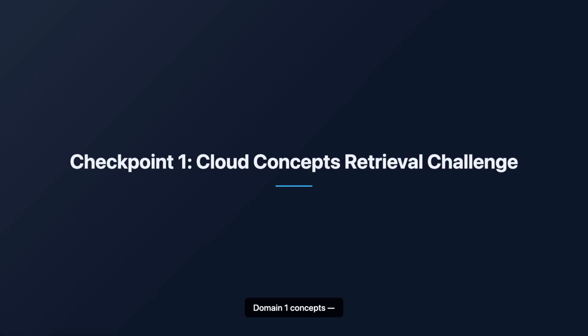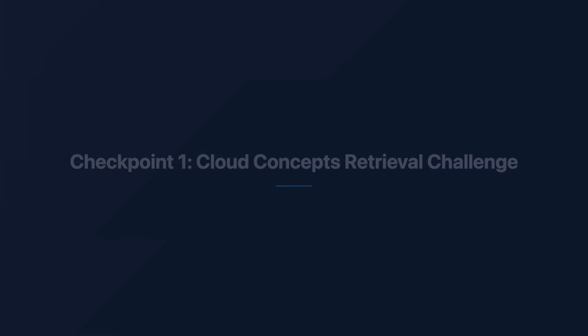Domain 1 concepts, the 6 advantages of cloud, global infrastructure, well-architected, the Cloud Adoption Framework, or CAF, and the 7 Rs, are the foundation of every production decision an architect makes. You've learned them conceptually. Now let's run 5 scenarios that mirror the conversations you'll have in real migration planning meetings and architecture reviews, where you have seconds to connect the right framework to the right business problem. These scenarios also match the exam's question format, so the same drill prepares you for both.